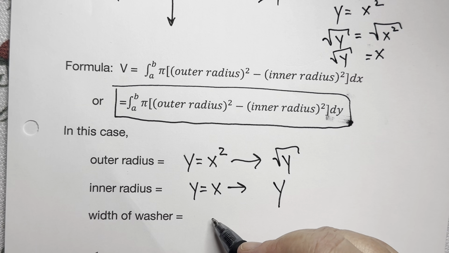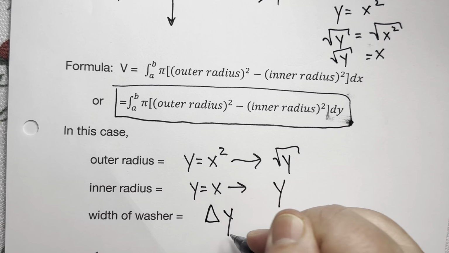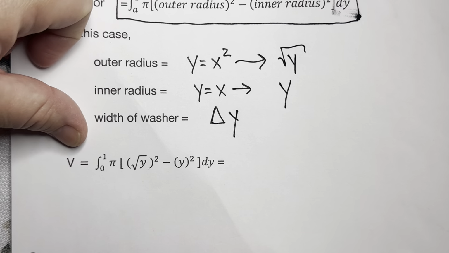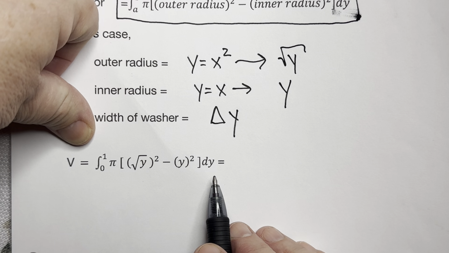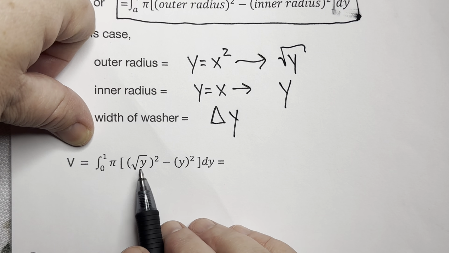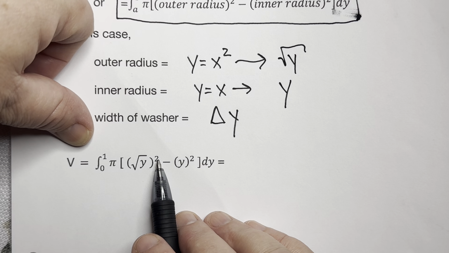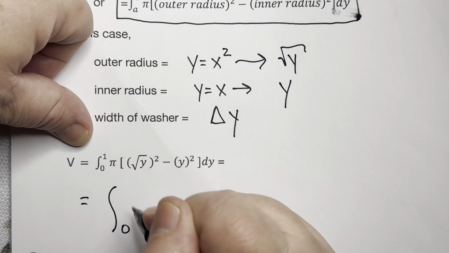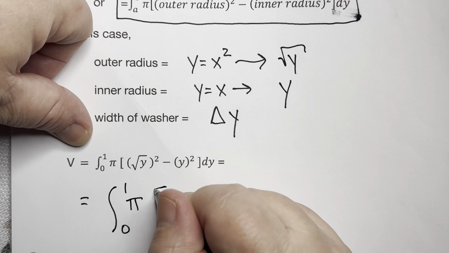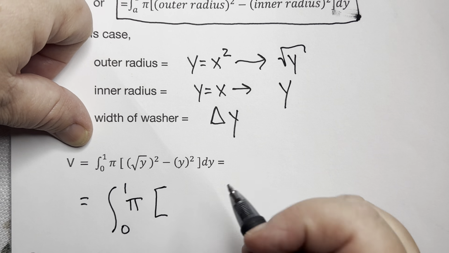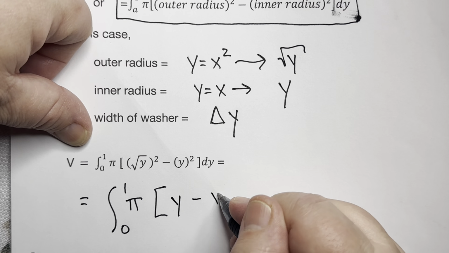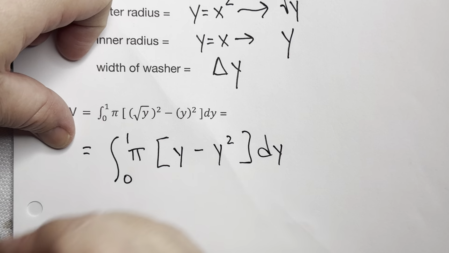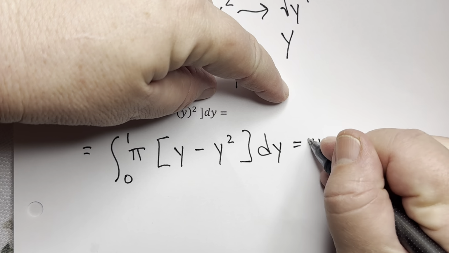And what was the width of the washer? It was delta y. Okay, you guys ready? This is very exciting. Notice through the magic of television, I kind of had it all written down already. We've got our outer radius, and it's going to be squared. Isn't that brilliant? I was all worried, but in fact, when I square the square root of y, I get y. Minus y squared, all times dy. Okay, pi comes out. Pop the pi out.